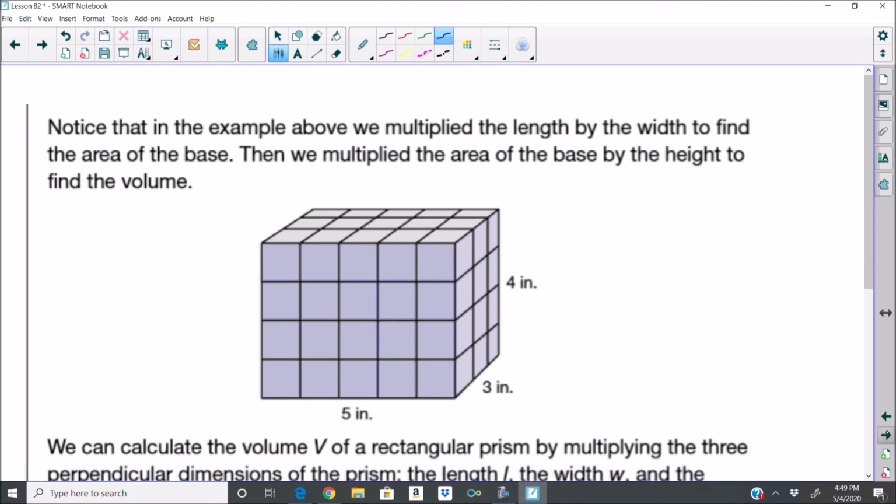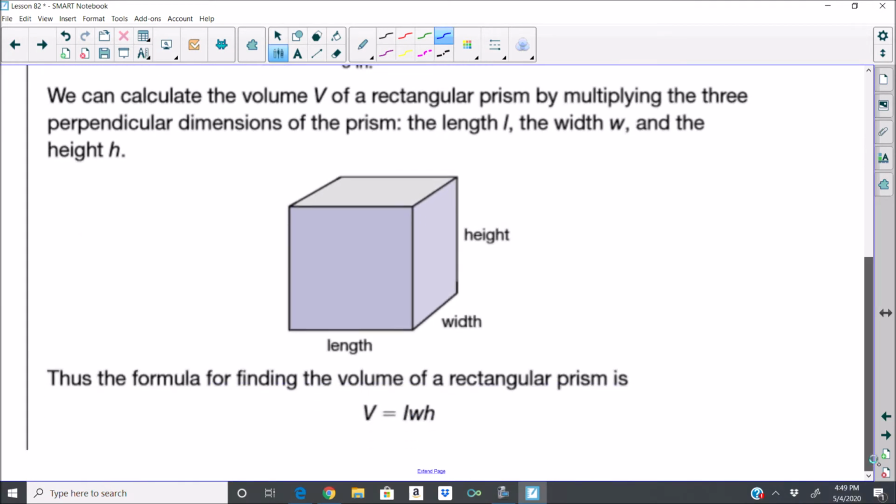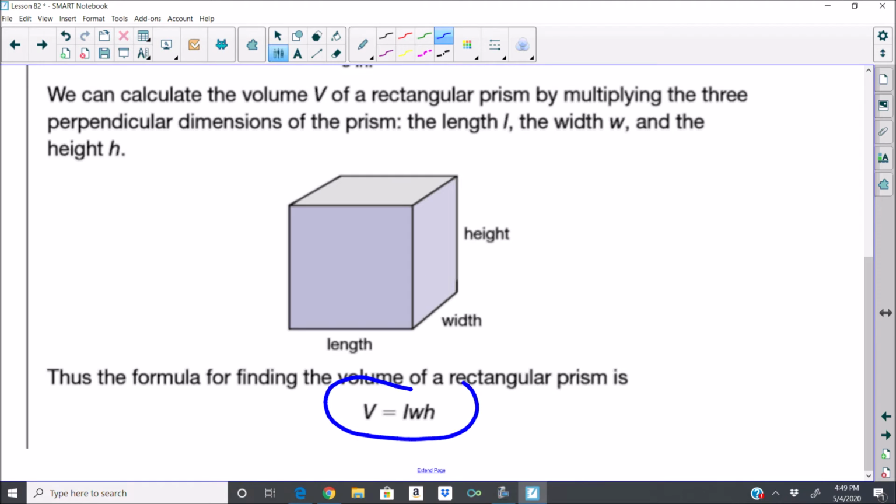Notice that in the example above, on the previous page, we multiplied the length by the width to find the area of the base, then we multiplied the area of the base by the height to find the volume. That's what I just explained. I'm just faster than my pages. Sorry about that. We're now talking volume. The formula for the volume of a rectangular prism is length times width times height.